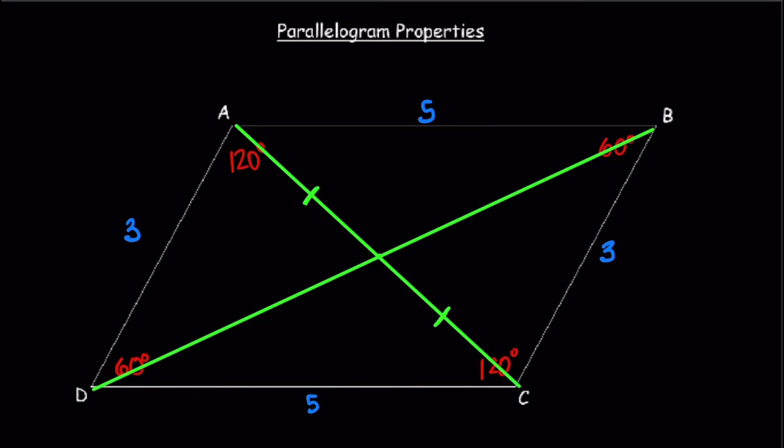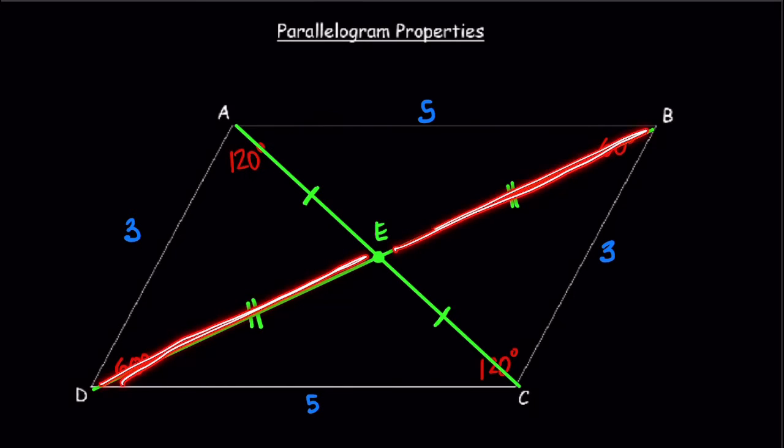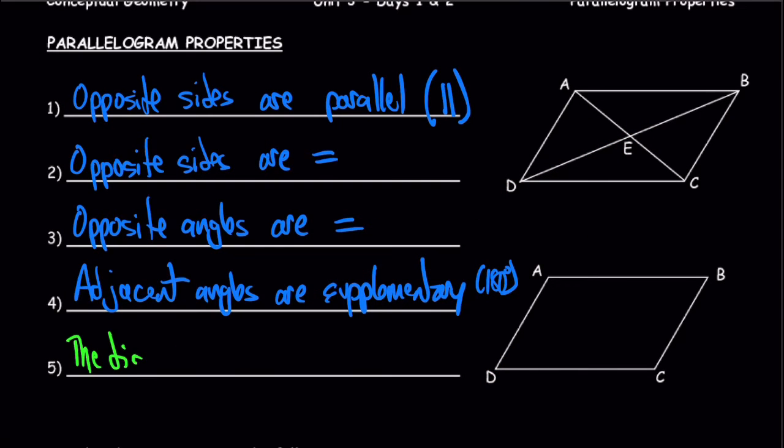If I make up a point here, let's call that E. Segment AE is equal to segment EC, and likewise, segment DE is congruent to segment EB. Again, the diagonals themselves aren't equal, but what they do is they cut each other in half. So they bisect each other. The diagonals bisect each other.